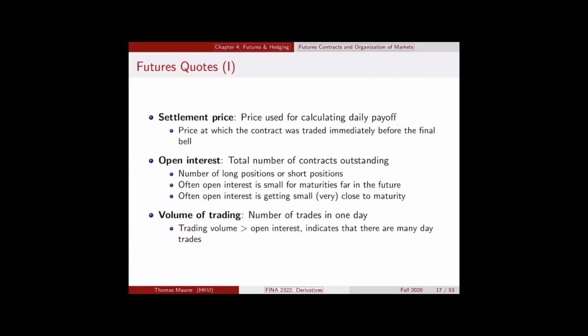during a specific day. So this is different than open interest, which measures how many positions are open at the end of the day. Trading volume is more about turnover. If trading volume is much larger than open interest, that indicates that traders will open, let's say, long or short positions during a day and close them before the end of the day.